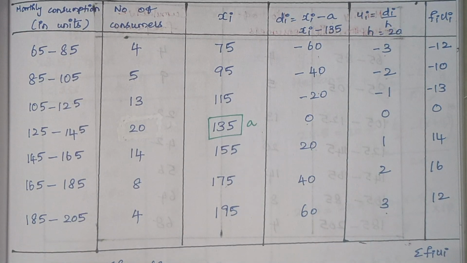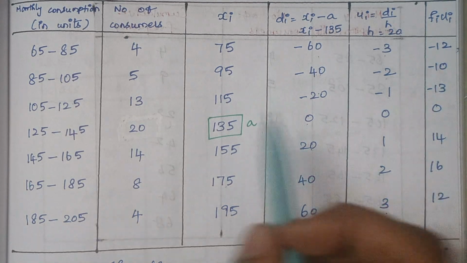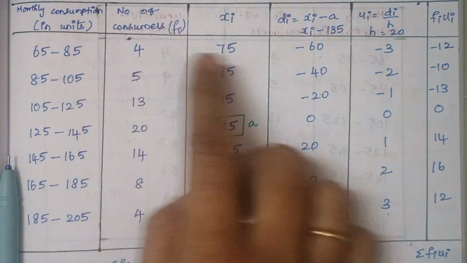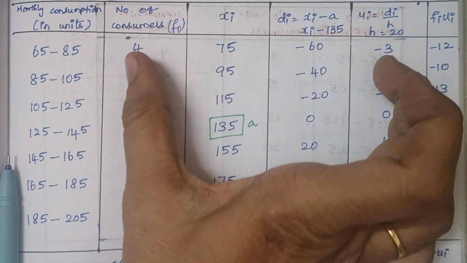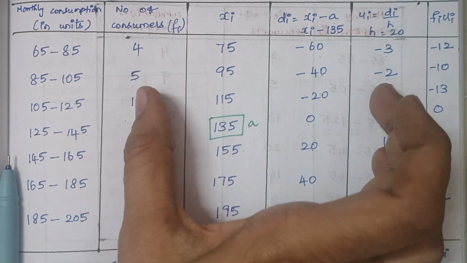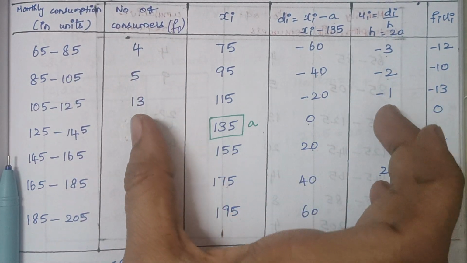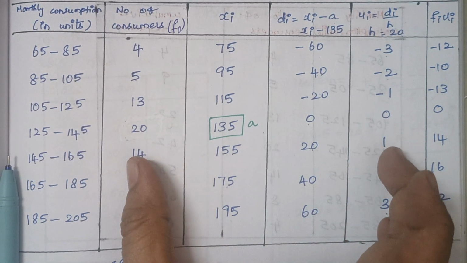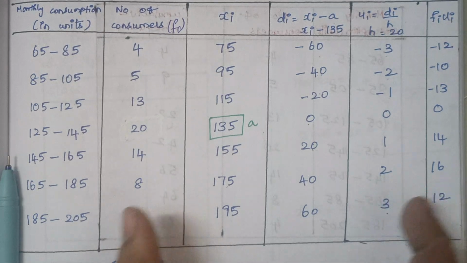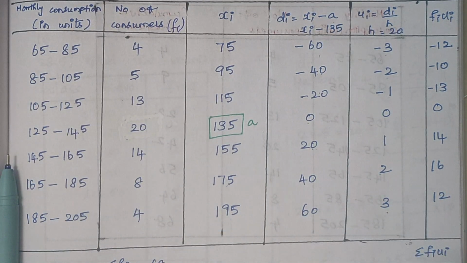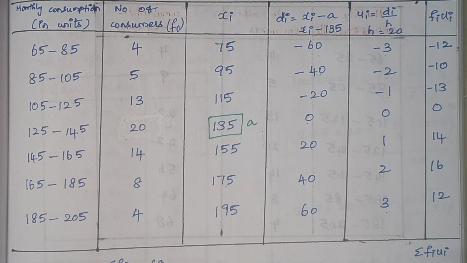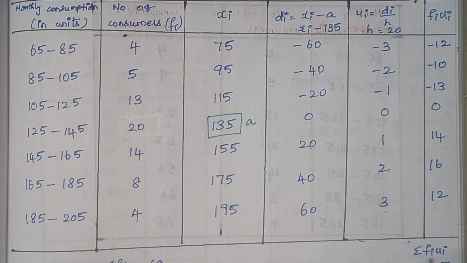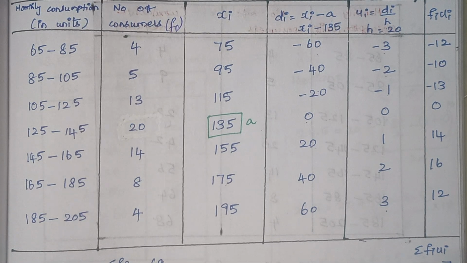Now the next thing is we are going to find fi ui. So you see this is your fi, and this is ui, we are just going to multiply. So 4 into minus 3 is minus 12, 5 into minus 2 is minus 10, 13 into minus 1 is minus 13, 20 into 0 is 0, 14 into 1 is 14, 8 into 2 is 16, and 4 into 3 is 12. So finally we have framed the tabulation. Now we are going to find the values. We need summation of fi ui, and here we need summation of fi.